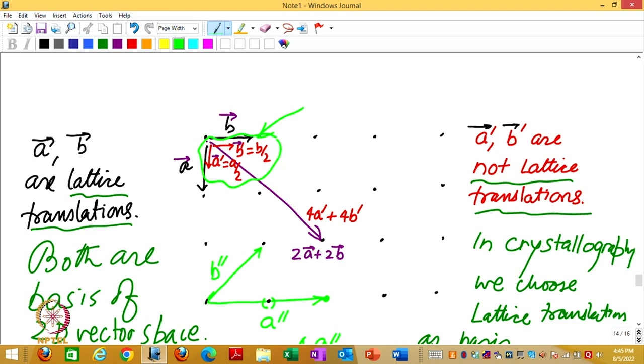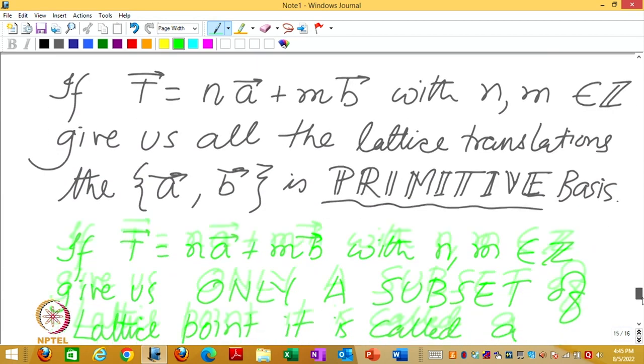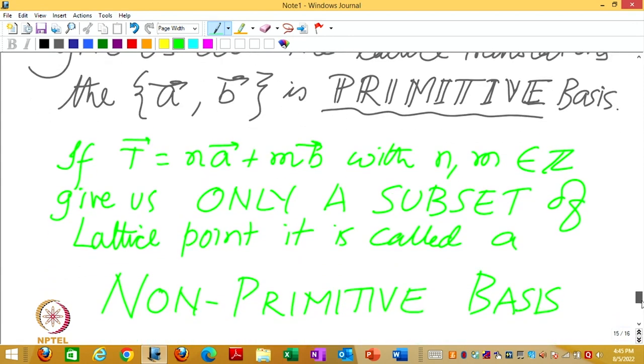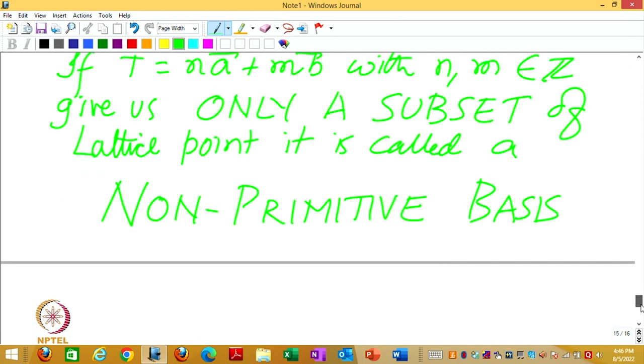So, because it gives me the points which are also not lattice points and our interest is in lattice points, that is why this restriction, or that is why this choice, that we like to choose lattice translations as our basis. That we are assured, if we choose the lattice translations as basis, we are assured that integer linear combination of these basis vectors will be lattice points. Whether they are all lattice points or a subset of lattice points depends upon their size and shape, but integer combination has to be a lattice point.